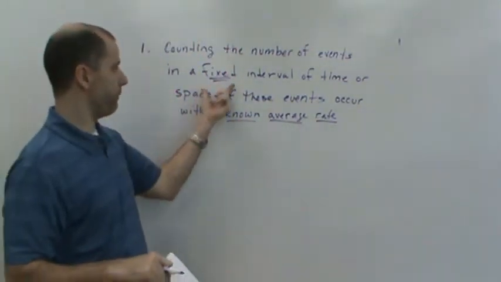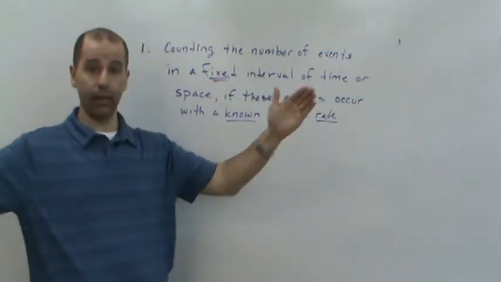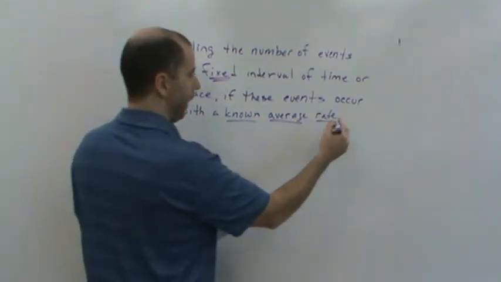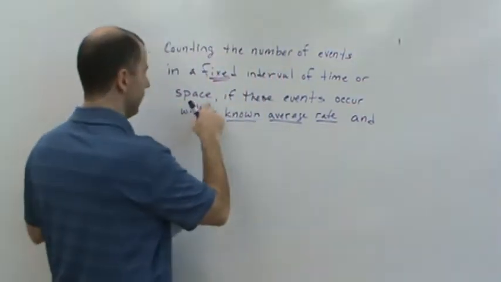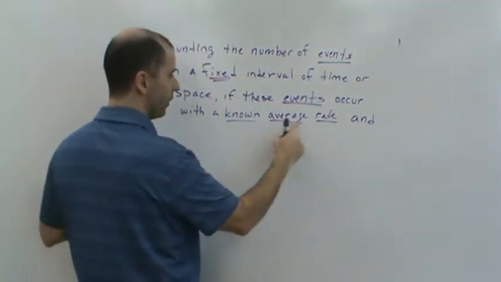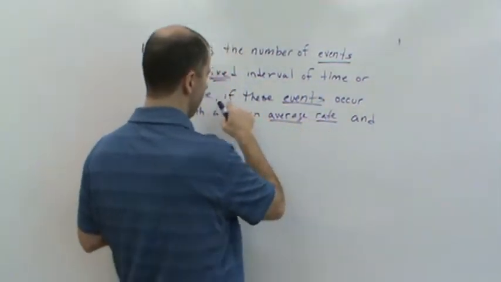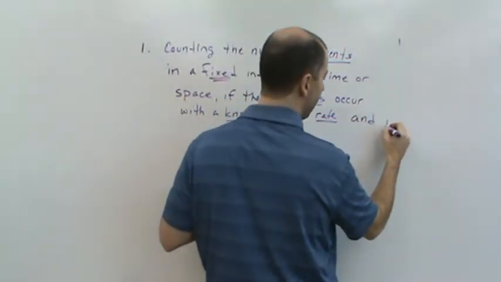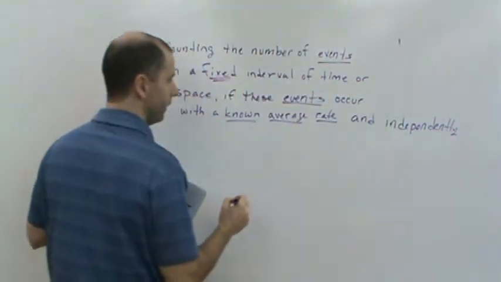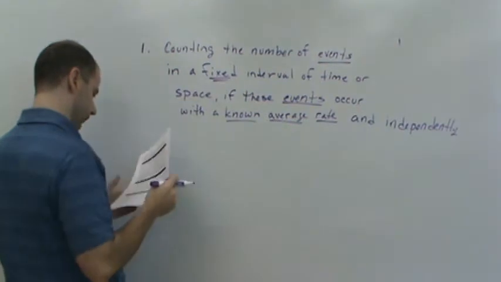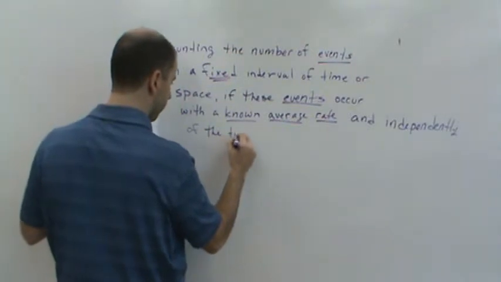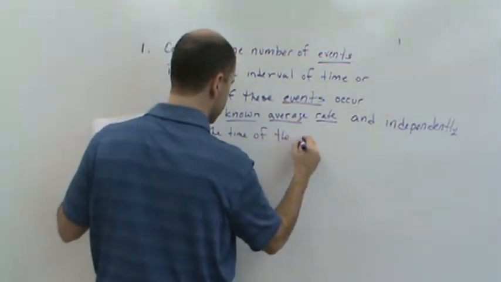Now, we have a fixed interval of time or space, so the 1 mile of road in this example. Now there's an and here. If these events occur with a known average rate, and these events occur independently of the time of the last event.